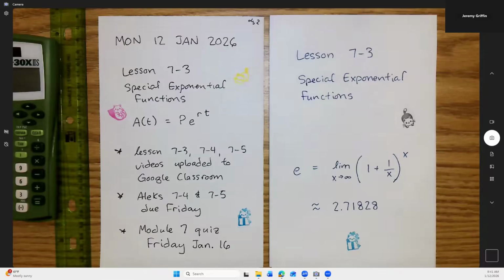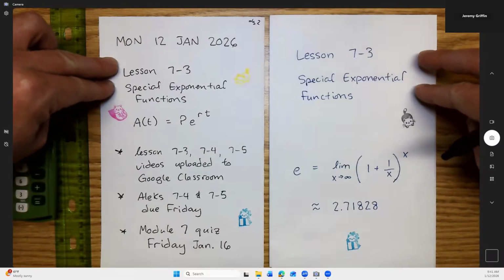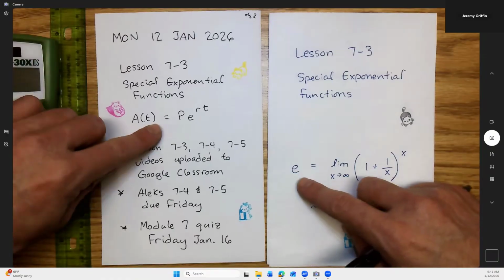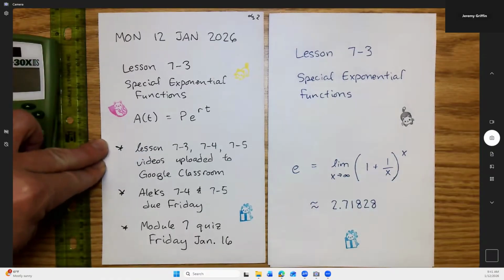Recording, rolling. It's Monday, January 12th. So I'm going to cover 7.3 with you today, special exponential functions, which focuses a lot on this character e. We should get a little bit on Friday, but more than that. All right, so let's start at the top.